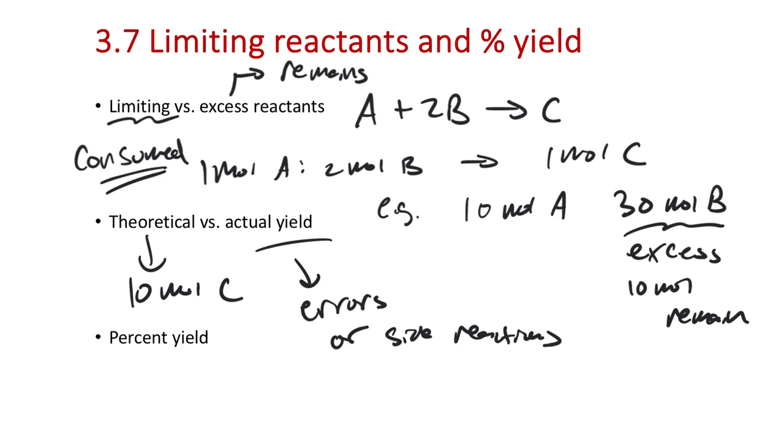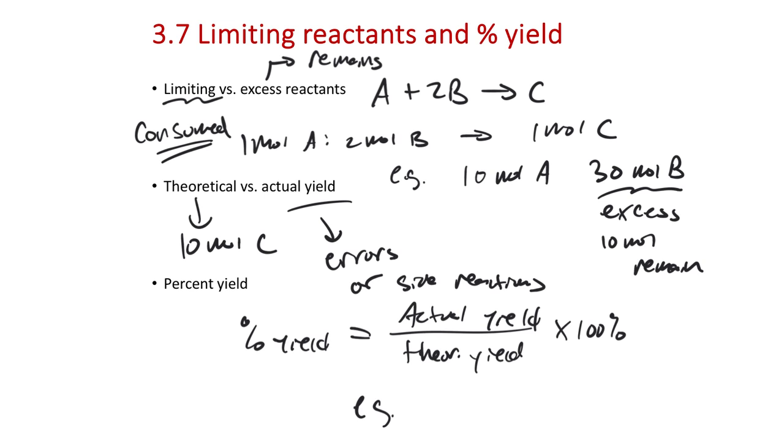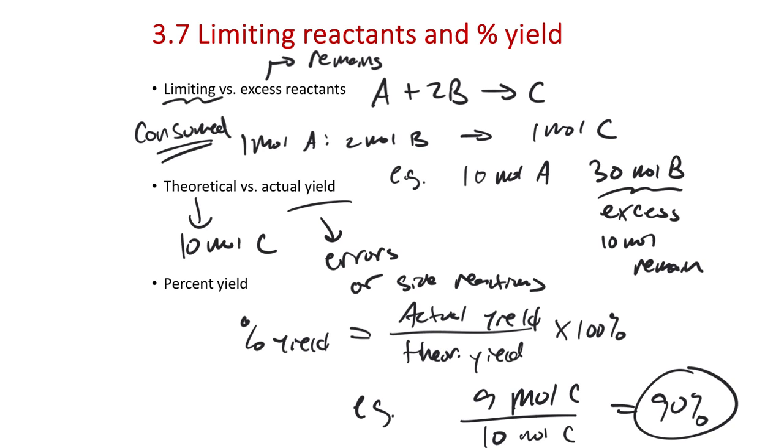And then the reason why we might not get 100% are side reactions or just maybe some experimental errors. Maybe we just lost some in transferring between flasks or whatever in the laboratory. Then we express our percent yield as our actual yield divided by the theoretical yield times 100%. So for example, we're supposed to get 10 moles of C, we only get 9. So that would be a 90% yield.